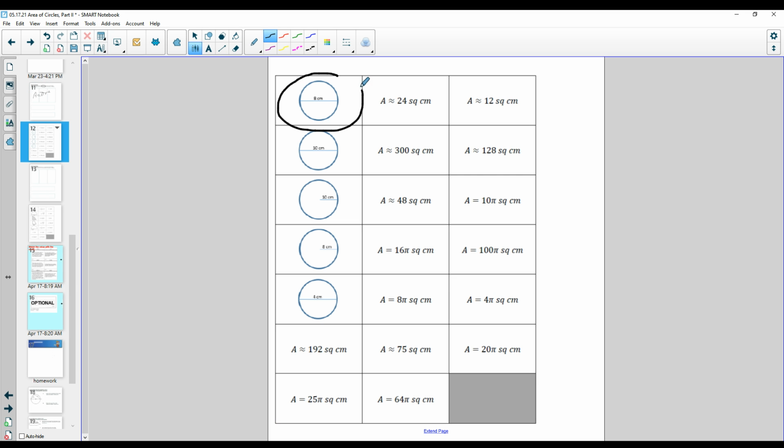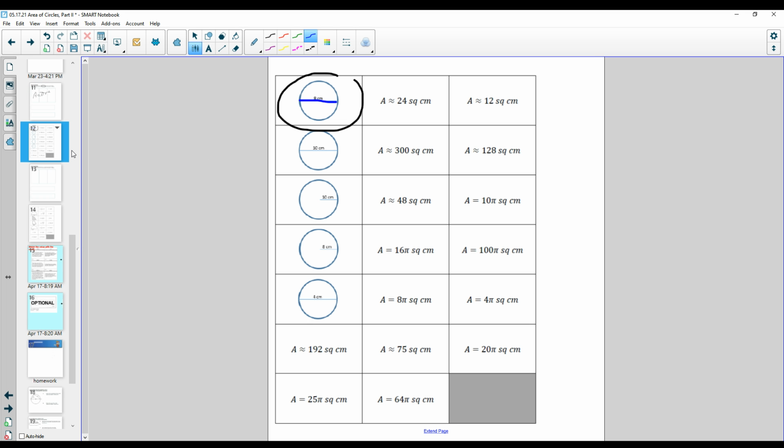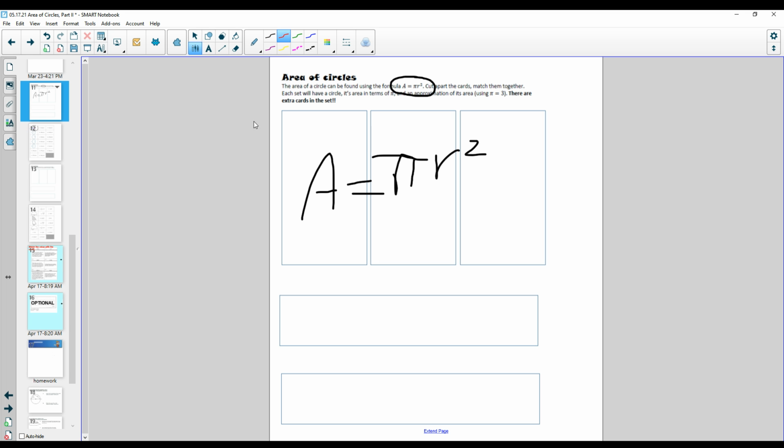This is a circle. How would you describe this line? This is called a diameter. It goes from one end to the other end through the center. The diameter is 8. But to find the area of a circle, you've got to know what r is. What is r? Radius. So what is the radius of this? 4. So if I know that the radius is 4, I replace the radius with 4.